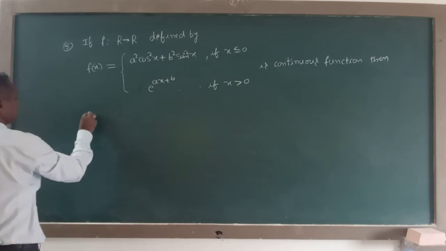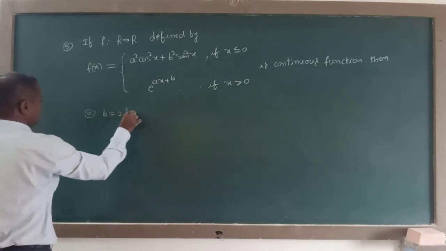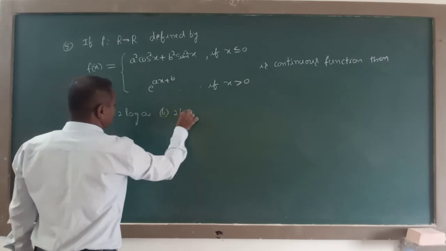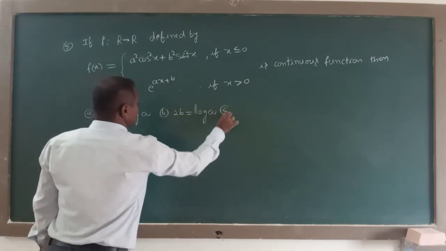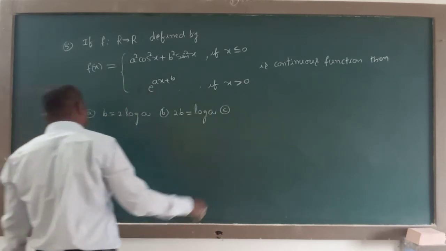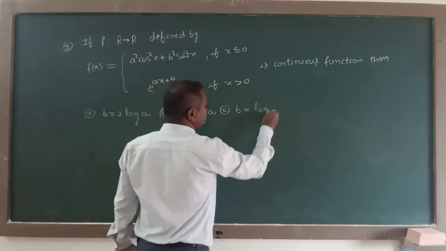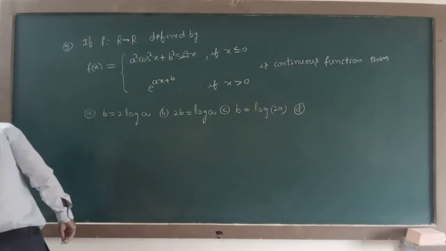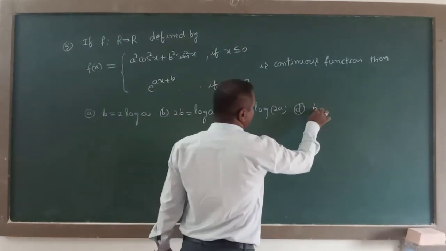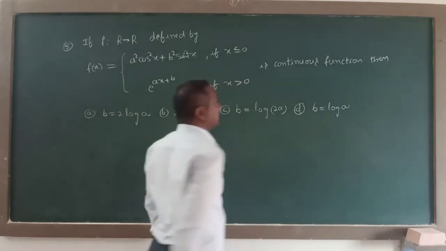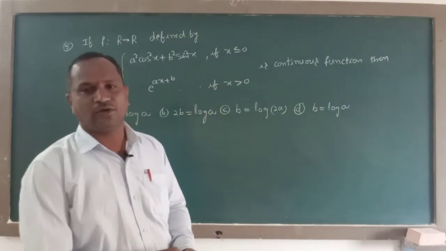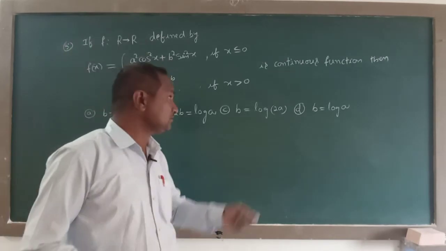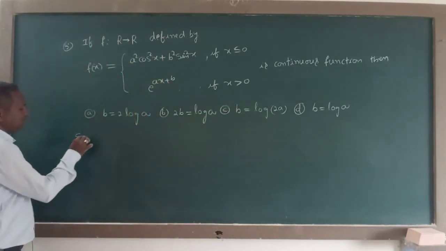The options they gave: first option is b is equal to 2 log a. Second option is 2b is equal to log a. Third option is b is equal to log of 2a. And the last, fourth option D, is b is equal to only log a. Which is the correct option among all these four? The function f of x is continuous, and we get the condition with the help of continuity. Continuous means the limit value is equal to the function value.